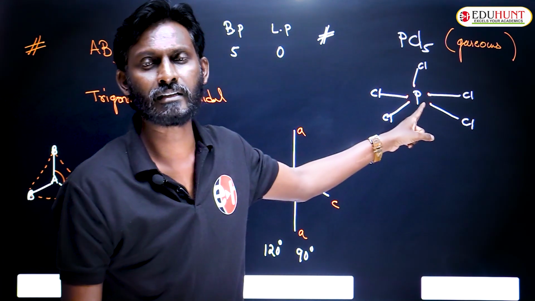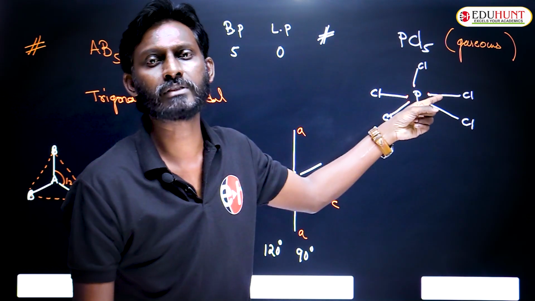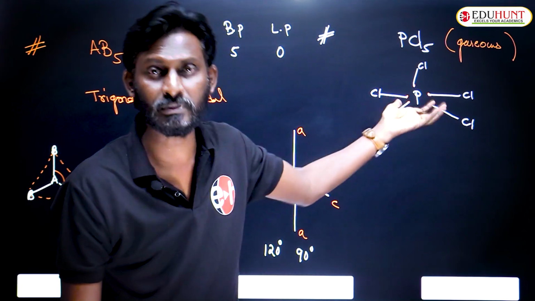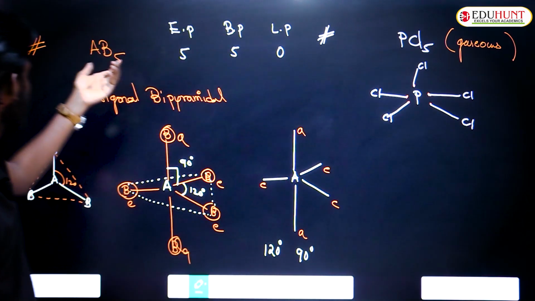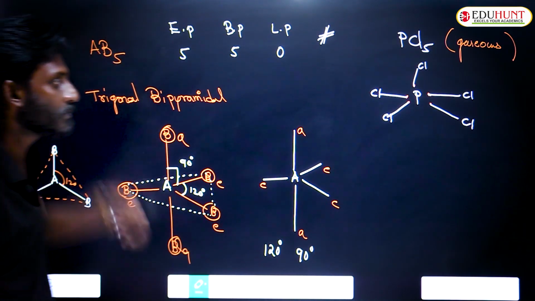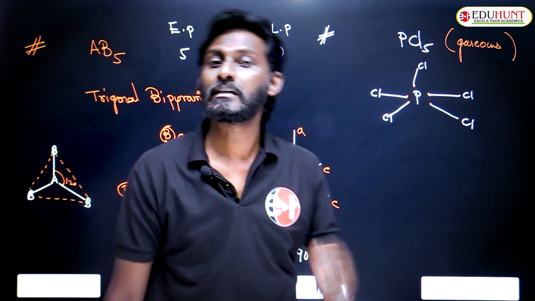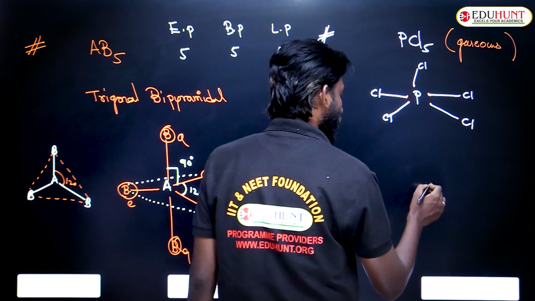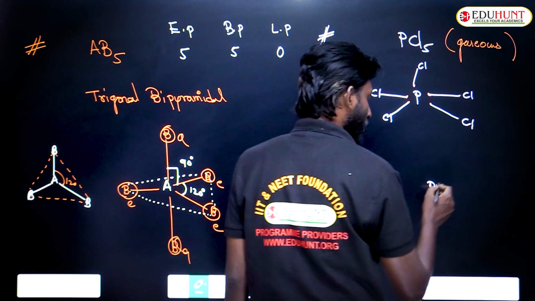Are all the connections clear now? Yes. Phosphorus is the central atom. There are 5 side atoms and 5 bond pairs. No lone pair left. Now which category does it come under? This category, AB5 type. That means PCl5 is a trigonal bipyramidal structure. PCl5 is a trigonal bipyramidal structure.